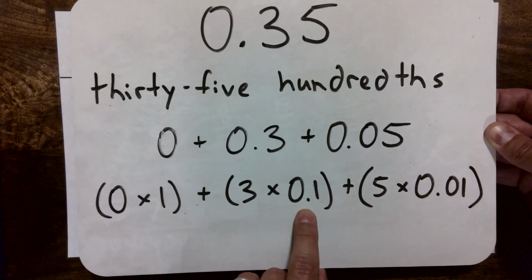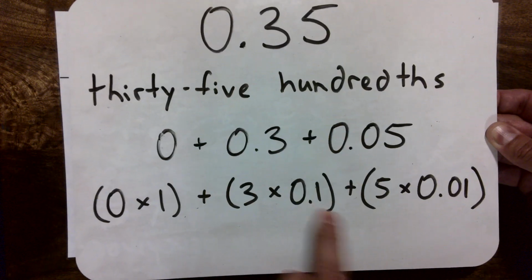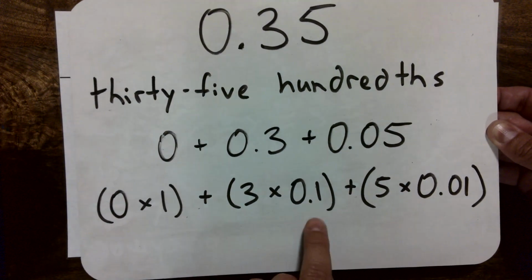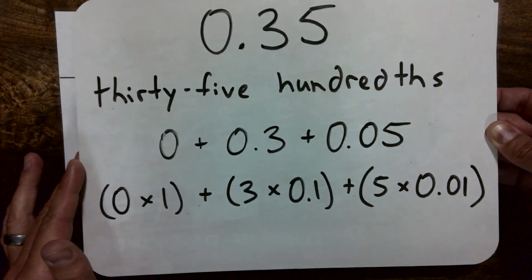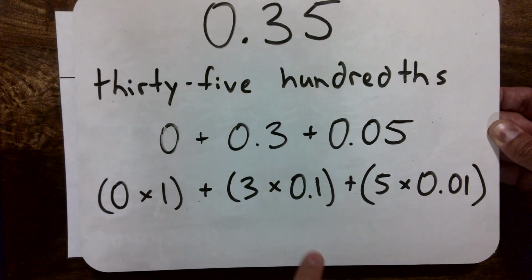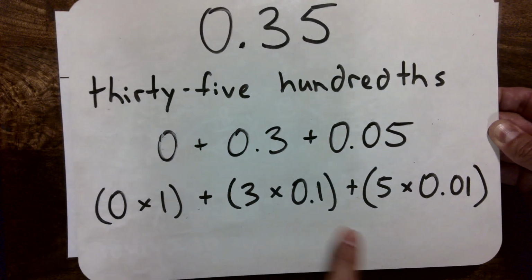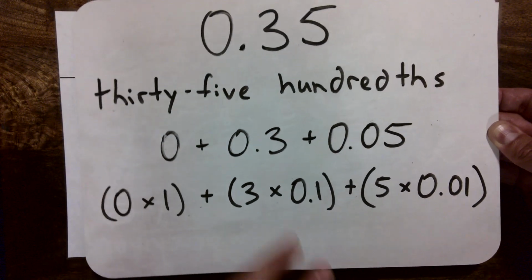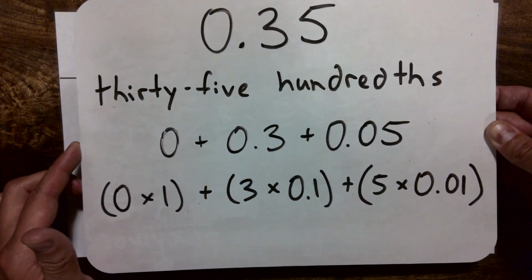We could connect it to fractions as well. We could write the 1/10 and the 1/100ths as fractions. We could also write this using the exponent form. This could be times 10 to the 0 power, times 10 to the negative first power, times 10 to the negative second power. So there are some different variations we could use there.